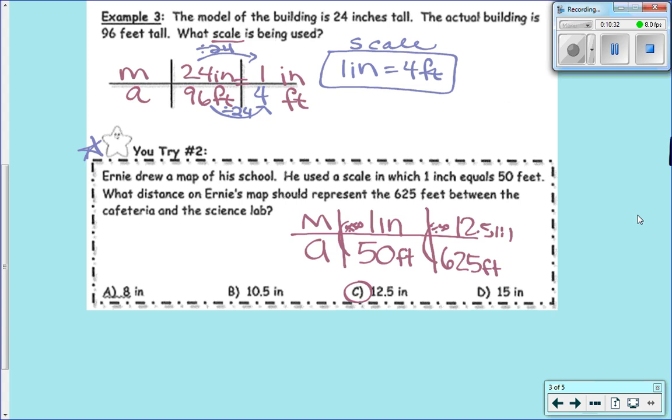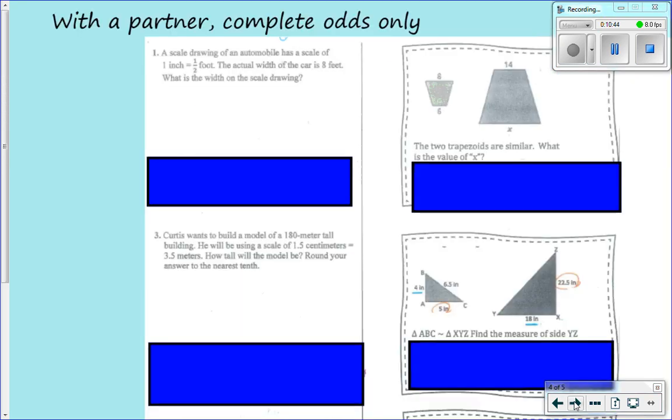Oops. Good. So we got C. One big clap. 1, 2, 3. Questions on 12.5 inches for the model. All right. So I'm going to give you this, and you're going to complete odds only, and then we will check as a class.